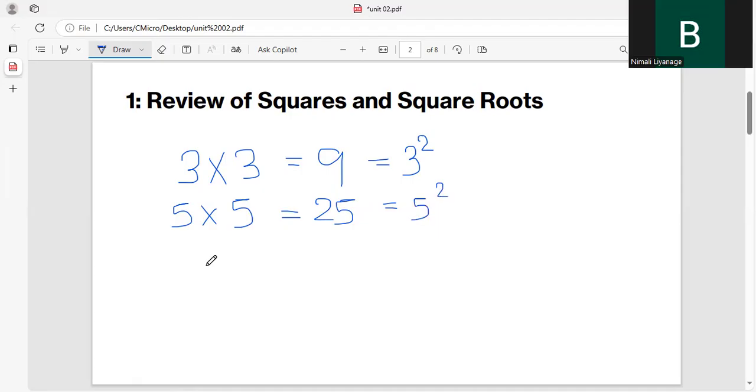So now the square root is the opposite of square. For example, the square root of 9 is 3. The square root of 25 is 5, since the square root is the opposite of square.